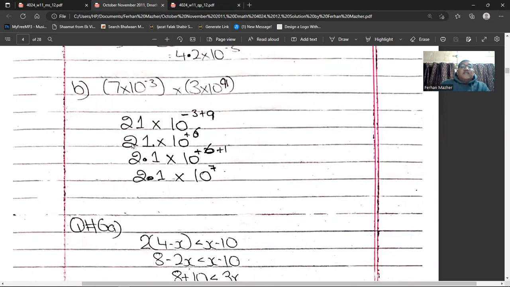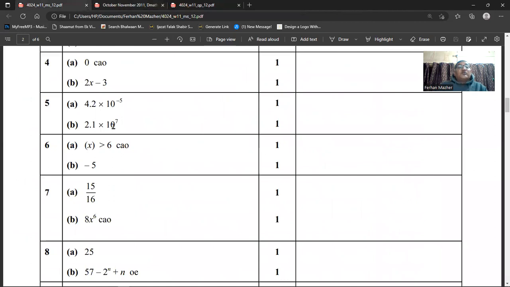And because this is not the standard form, this number should be more than 1 and less than 10. This is 21, so this is not right. So I will move this decimal 1 step to the left. When the decimal moves 1 step to the left, the power is added. In the exponent, the power is added. So you will get 2.1 into 10 raised to power 6 plus 1. So you will have 2.1 expo 7. 2.1 expo 7 is the right answer, sir.